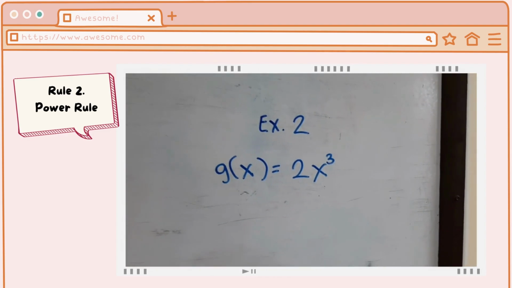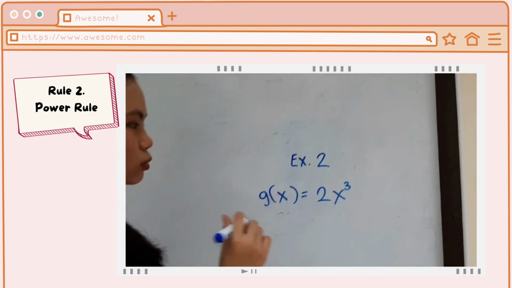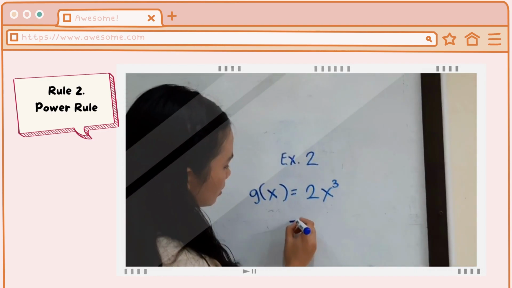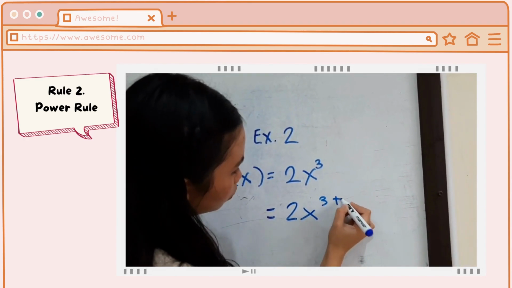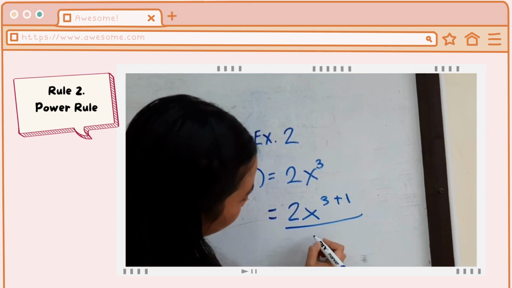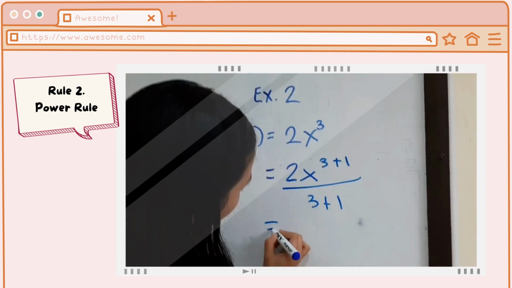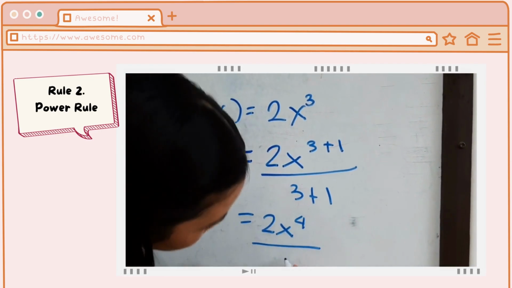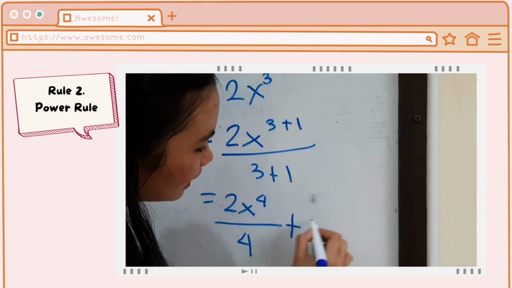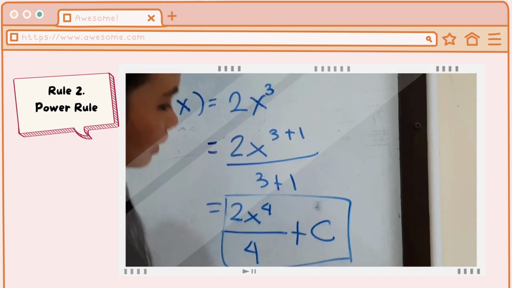For example number 2, we're going to do a shortcut. g of x equals 2x cubed, the integral is equal to, copy the constant 2, x to the 3 plus 1 over 3 plus 1, equals 2x to the 3 plus 1 over 3 plus 1 plus c, and that's your final answer.